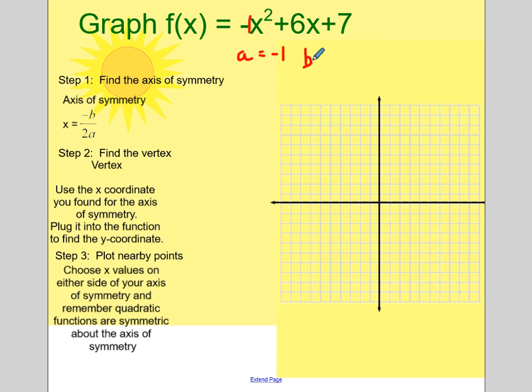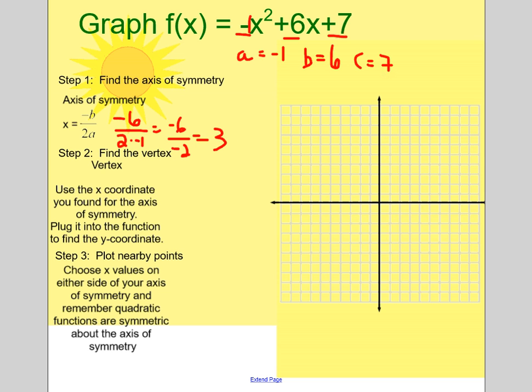B is 6. Bam, bam. And C is 7. Bam. Okay. So I'm going to take that information, I'm going to plug it into here. So I have -b, so -6 all over 2a, which is 2 times -1. So we've got -6 over -2, which -6 over -2 is +3.